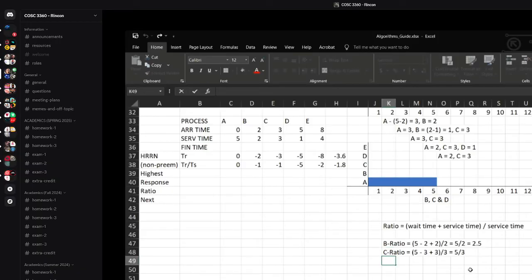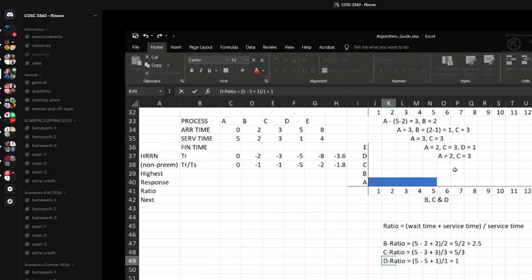Now we need to do the ratio for D. D ratio is equal to, I know it's really tedious, at time 5 minus the arrival time for D, which is 5, plus the service time, which is 1, divided by the service time, which is 1. This is 1.